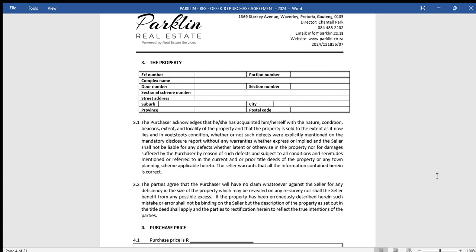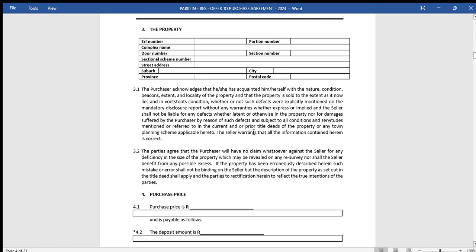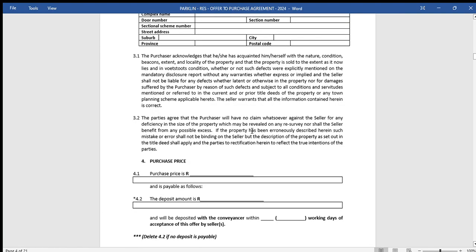Then if you go further down to paragraph 3.1 and 3.2, here we just talk about the fact that a purchaser did see the house, they did acquaint themselves with the nature and the condition of the specific property. They know that this property is going to be sold voetstoots, as they see it, so they buy it. And then if we go further down to 3.2, the parties agree that the purchaser will have no claim whatsoever against the seller for any deficiency in the size of the property which may be revealed on any resurvey, nor shall the seller benefit from any possible excess.